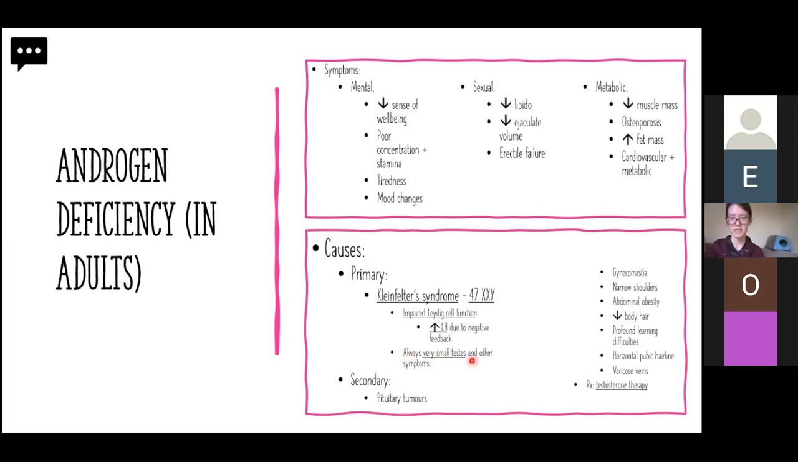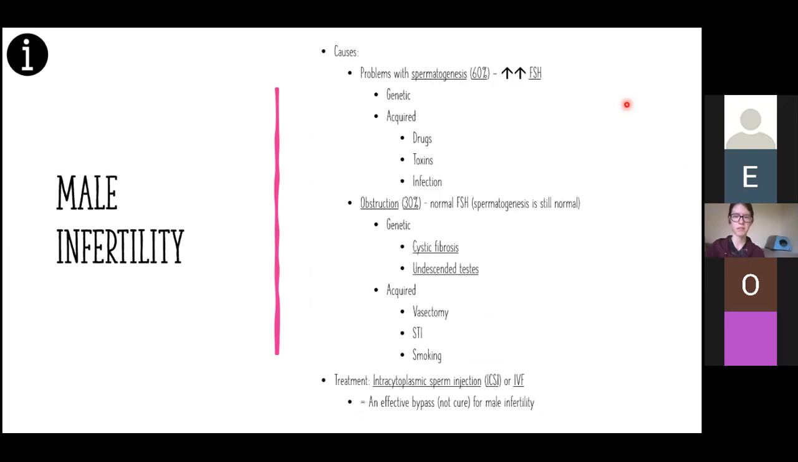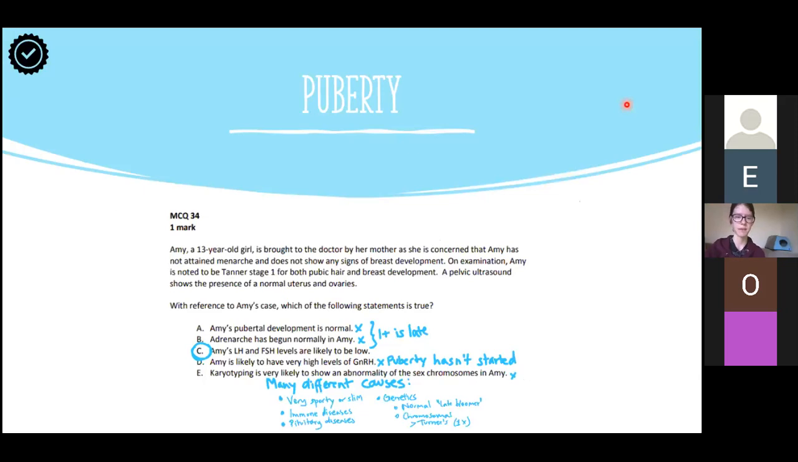So you have very small testes. That's sort of the main sign, and there's other things as well. And you get increased LH, because the pituitary is still trying to activate those Leydig cells. They're still trying to send that LH, but it's just not working. And there's lots of symptoms, not just sexual. There's also lots of mental and metabolic symptoms as well. All right, male infertility, just there for your reference, not really that important. And there's your answer. So it's going to be LH and FSH are likely to be low because she's only at stage 1, so she hasn't really started puberty yet.